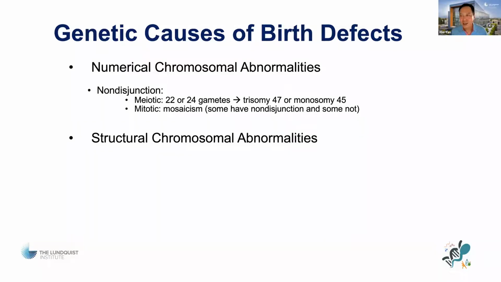The second main cause is structural chromosomal abnormalities. As I said, in human cells you have 22 pairs of autosomes and 1 pair of sex chromosomes. And they have different sizes. You have the long arm, you have the short arm.